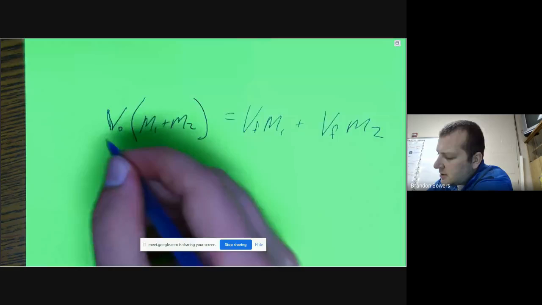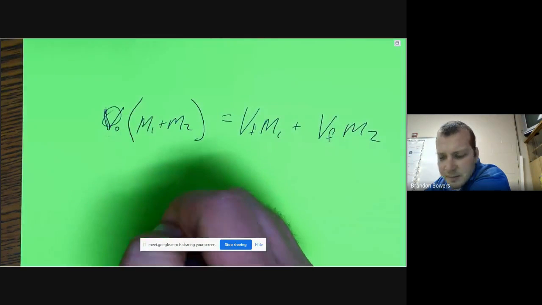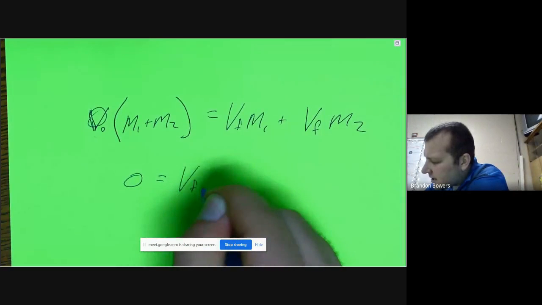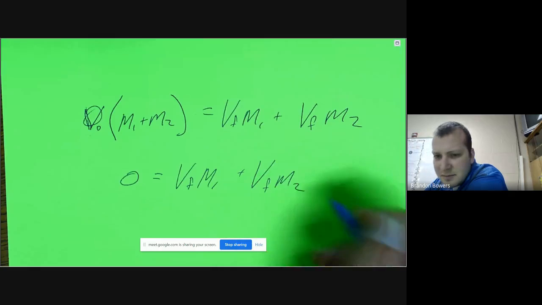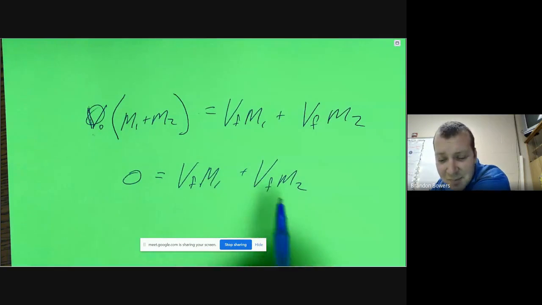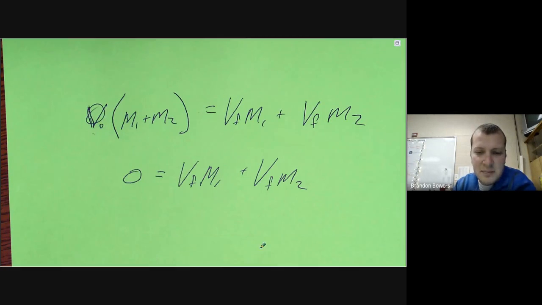Now, our initial velocity before an explosion is 0, right? So 0 is equal to the final velocity of the mass of object 1 and the final velocity of mass object 2. And since it's equal to 0, these two have to be opposites. Okay, they have to be opposites, which makes it pretty convenient to solve these types of problems.